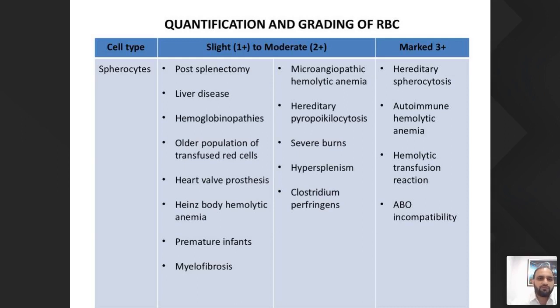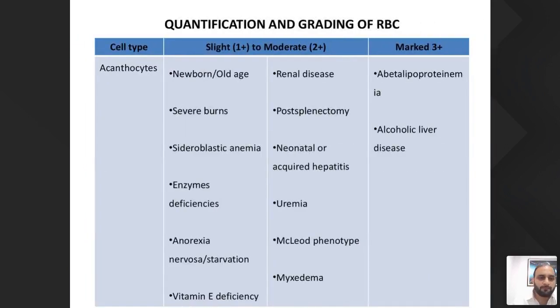So, for example, this is a grading system in which we have slight, that is 1+, moderate, that is 2+, and marked, that is 3+. Now, this marked 3+ becomes important because that leads to a specific diagnosis for which urgent management might be required. The 1+ and 2+ have a differential diagnosis which has considerable overlap. So earlier there was a system of 1+, 2+, and 3+, which now the recommendations have brought down to only 2+ and 3+. I'll again emphasize this with another example, acanthocytes.